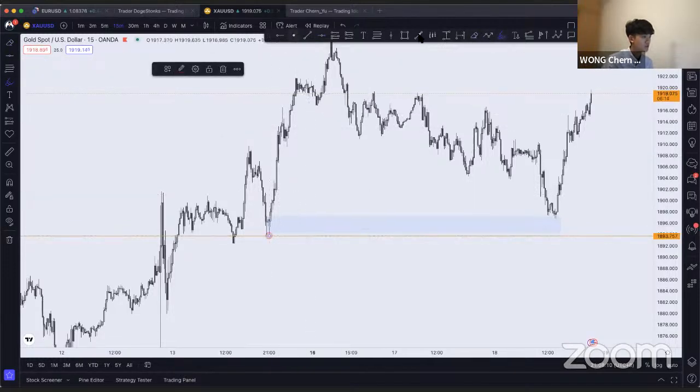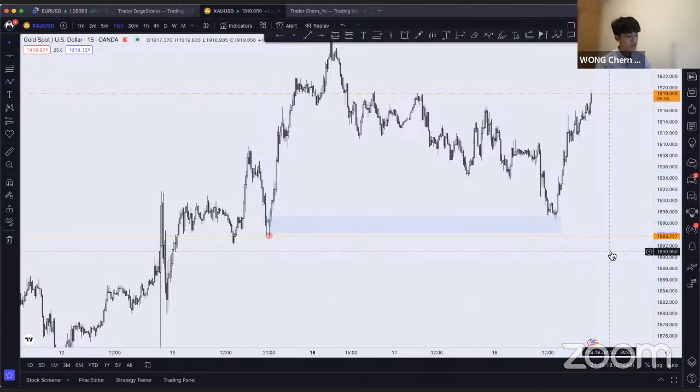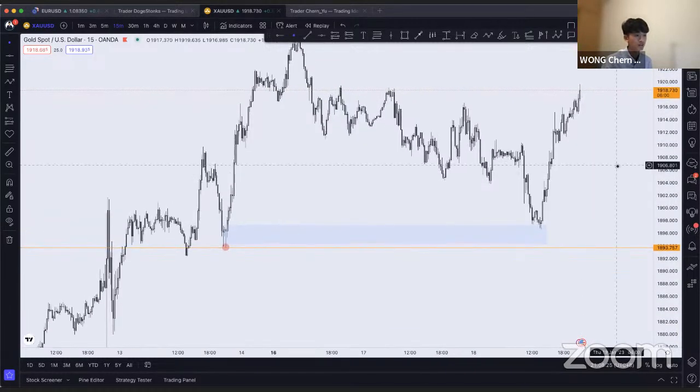So if price were to come down, that would have already signified a very clear break of structure. However, price did not, and price actually respected this demand zone and literally went up like 200 pips, 180 pips. It's crazy.